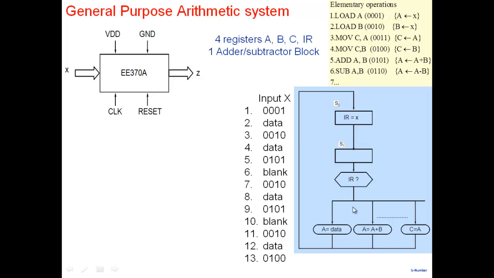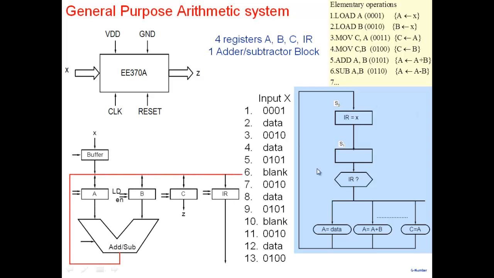All the details are not given, but this is our input X. How will I execute now? What will my data path look like, and what will my controller look like? For example, how do we construct a data path? Our data path will have all 4 registers, A, B, C, IR. So I put A, B, C, IR. It has an adder subtractor block, so I put an adder subtractor block. The adder subtractor block has a select signal to decide whether I do addition or subtraction.